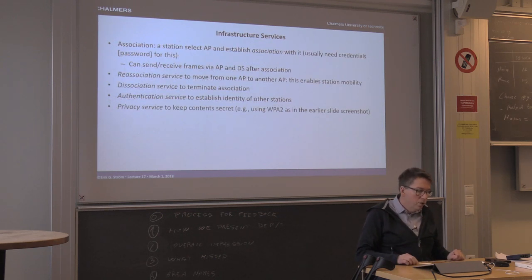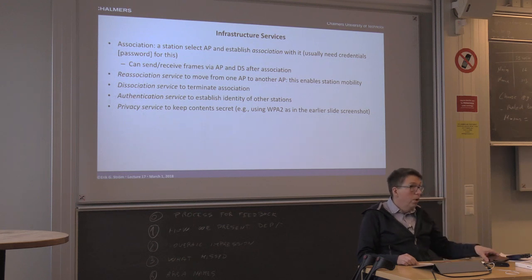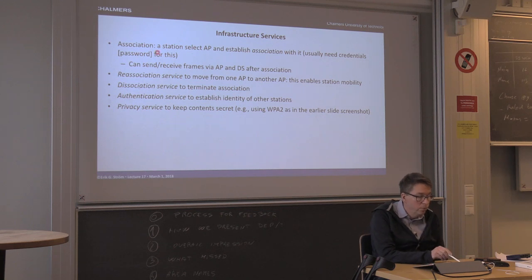Infrastructure services. When powering on, we log on to a network, and this is called association. A station can select an access point and establish an association with it, and then it probably needs to provide a password to do that. Once we have associated, we can start to send and receive frames via the access point, and via the distribution system we can go elsewhere, to the internet, for instance.